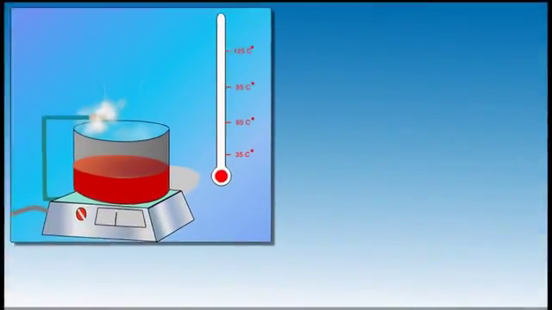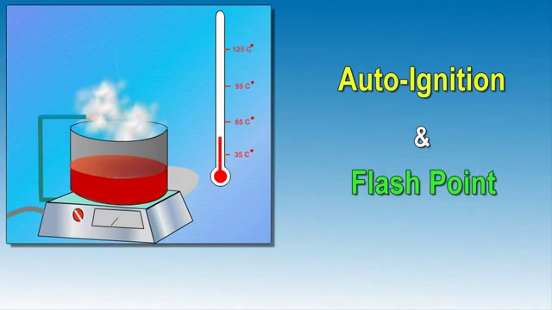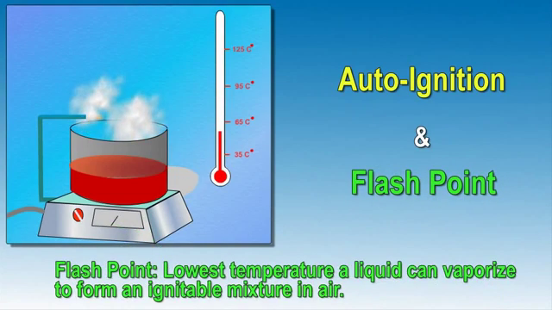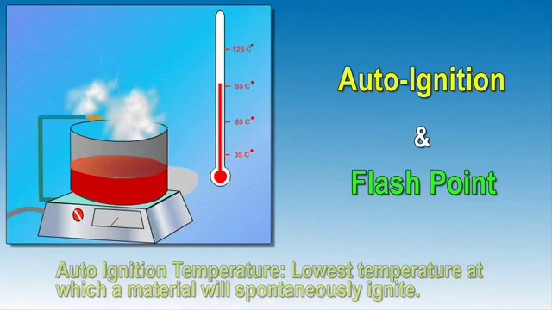In addition to the explosive limits, each hazardous material will have an auto-ignition temperature and a flash point. The flash point is the temperature at which the material will generate sufficient quantity of vapor to form an ignitable mixture. As the liquid is heated and reaches the flash point, auto-ignition could occur. An auto-ignition is the lowest temperature at which a combustible material will spontaneously ignite in a normal atmosphere.